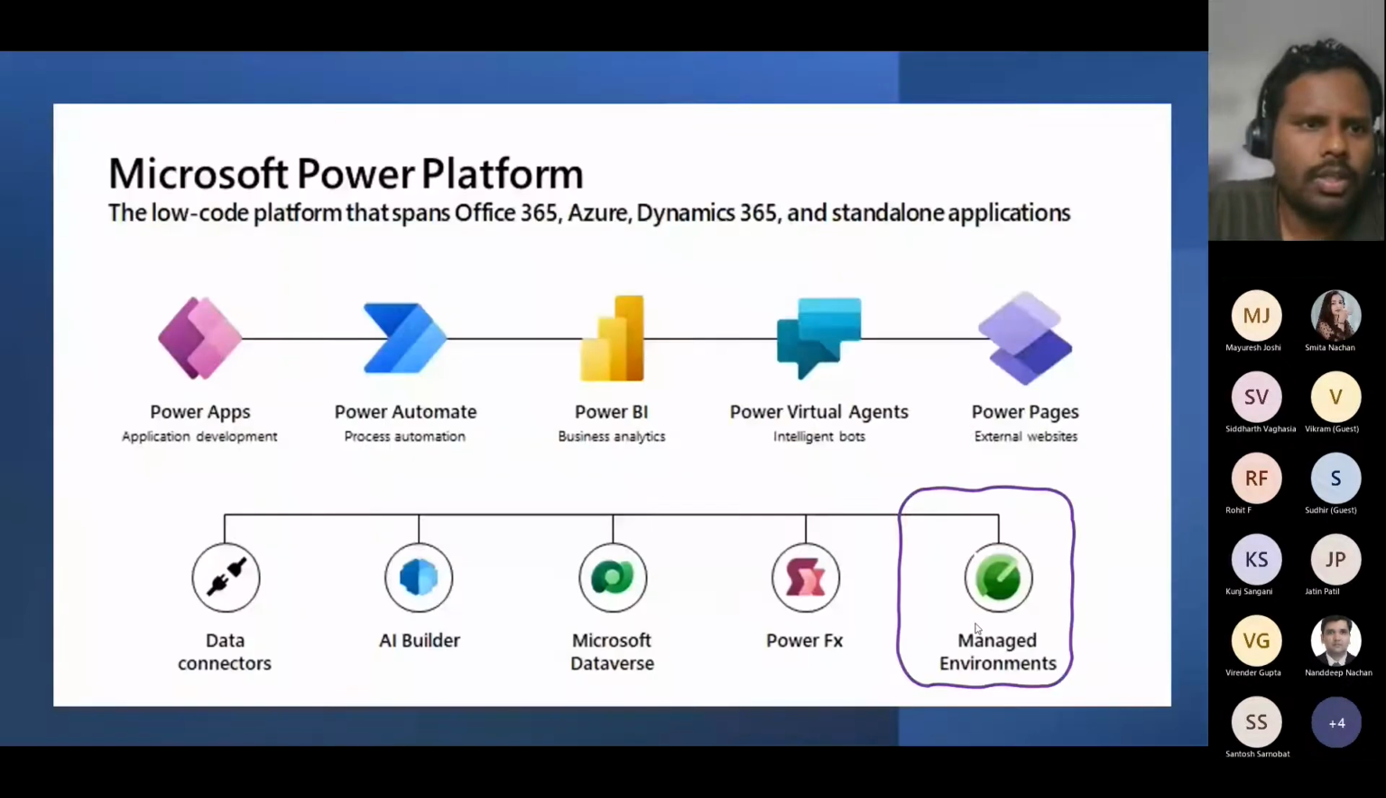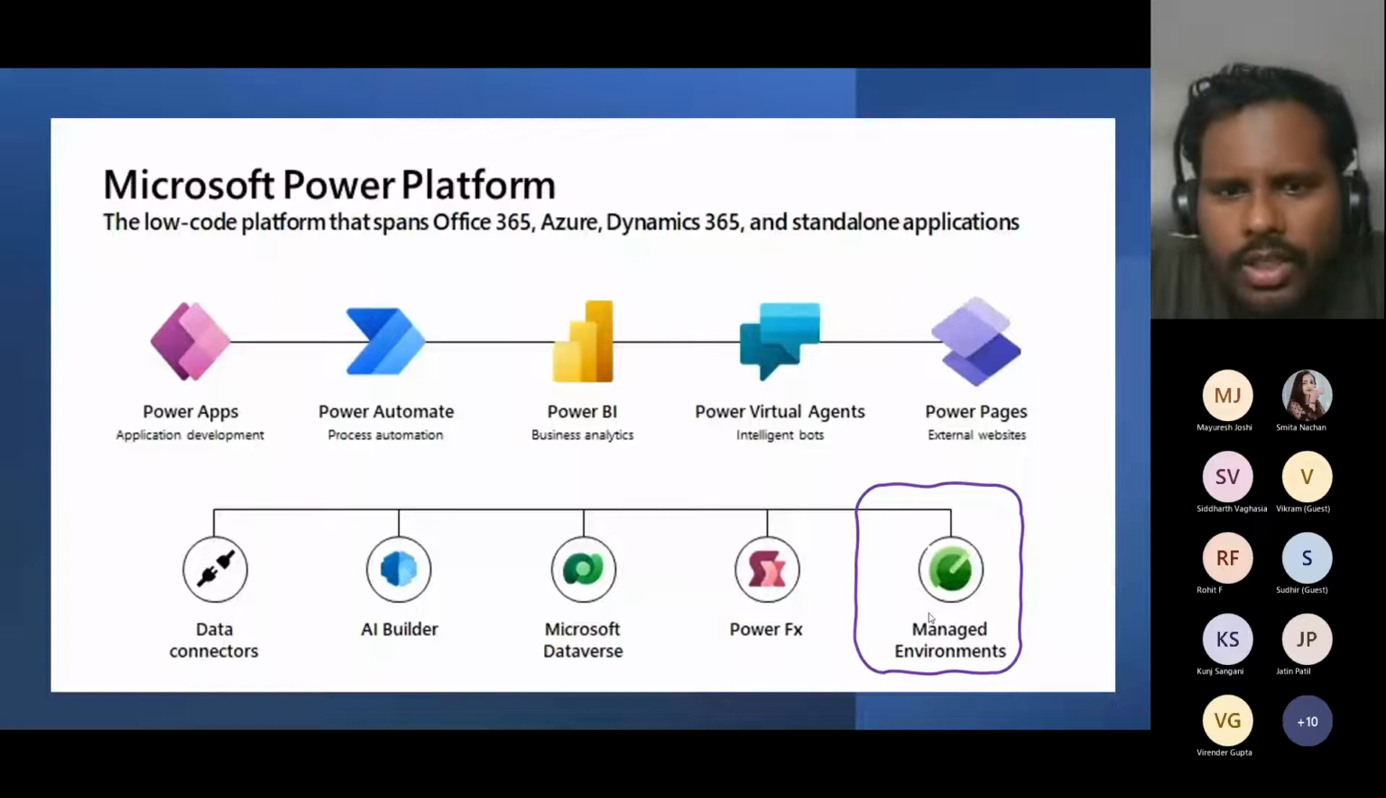Let us go to this one. So what exactly is Microsoft Power Platform? All of you are already familiar with the Power Platform. It has four solid components: Power Apps, Power Automate, Power BI, Power Virtual Agents, and recently Microsoft introduced Power Pages, which is in preview and will go GA by this year end. That's one of the newer additions to the Power Platform.